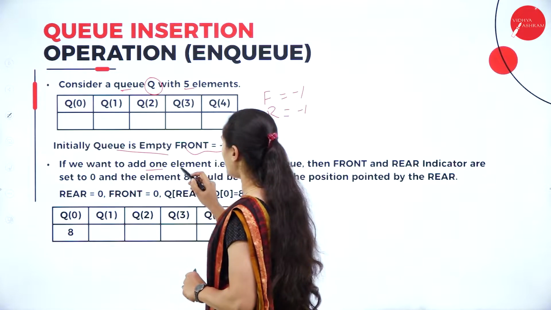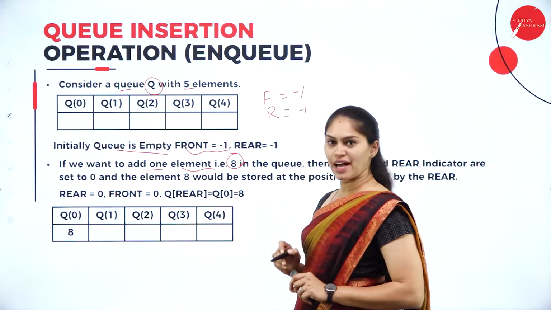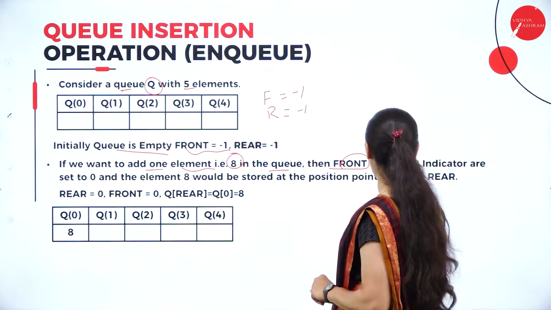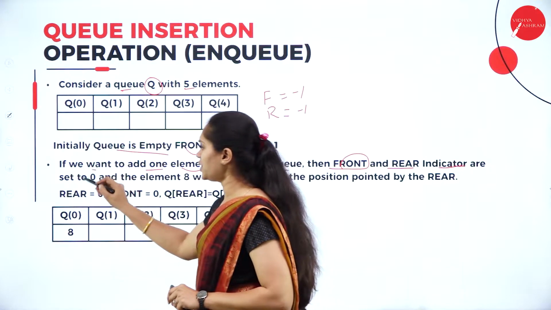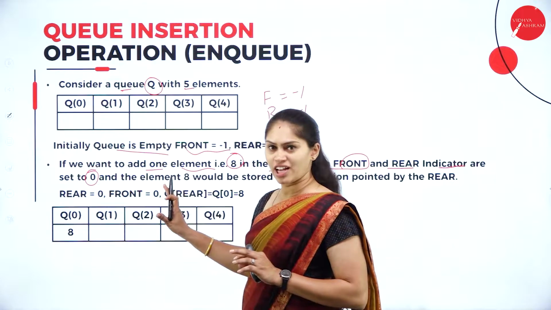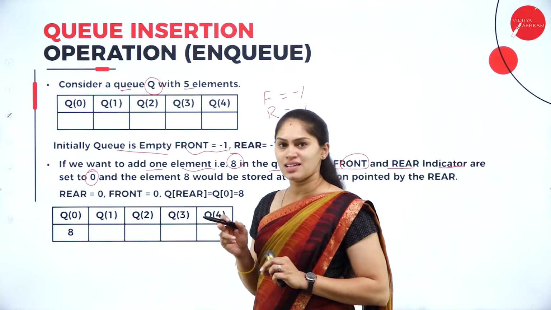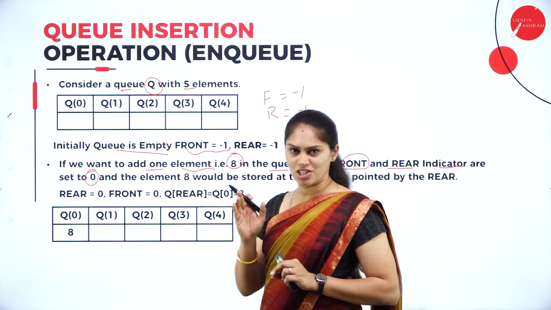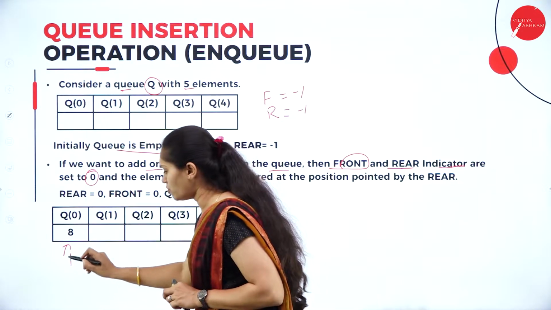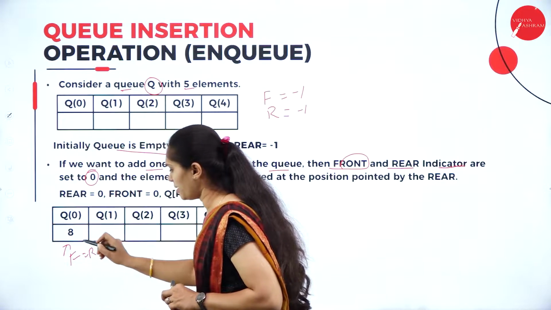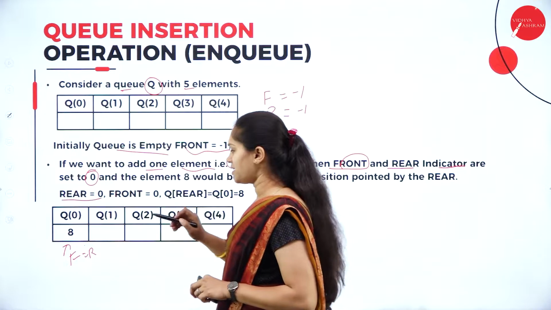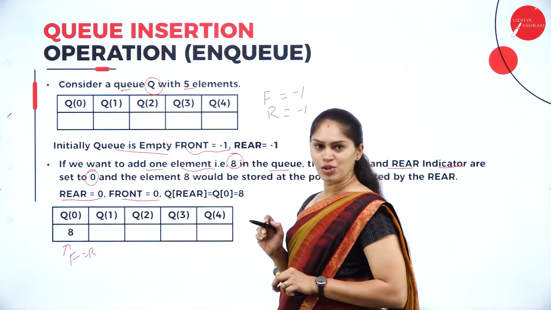If I want to add one element called 8 to the queue, then the front and rear indicators are set to 0. Initially it was not in any location. Now I want to insert an element called 8 as the first element. At that time, both front and rear will be pointed to the first location. So here rear is equal to 0, front is equal to 0.